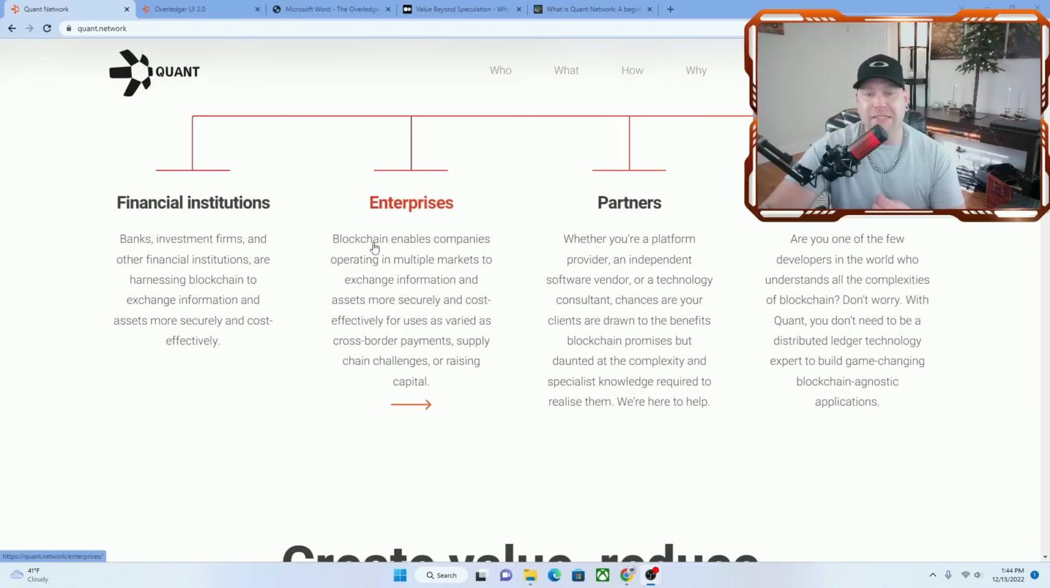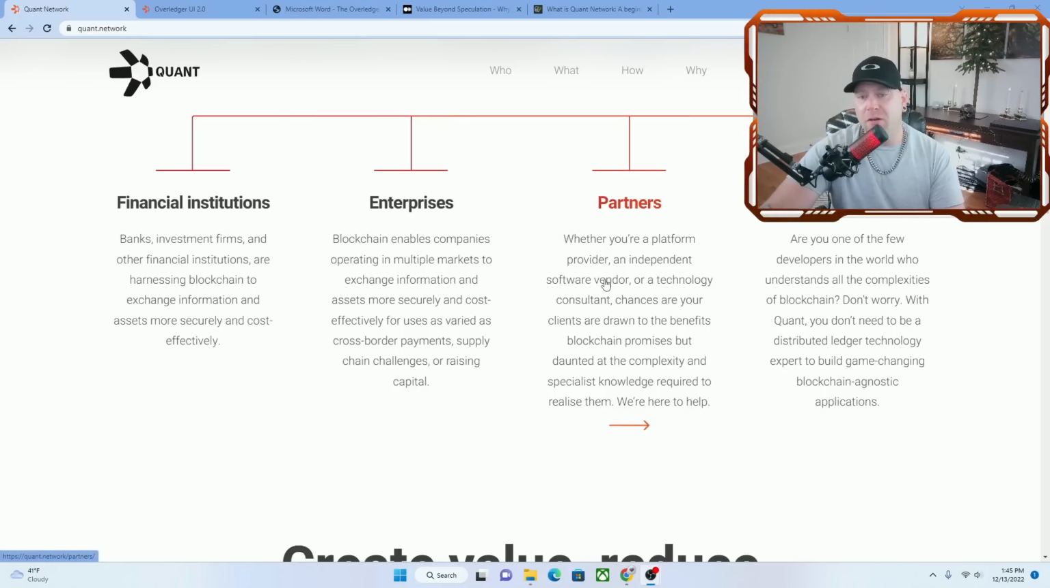And then there's enterprises. Blockchain enables companies operating in multiple markets to exchange information and assets more securely and cost effectively for uses as varied as cross-border payments, supply chain challenges, or raising capital. So as you can see, it's also used for the enterprise purpose of building a business and helping raise capital to keep that business going.